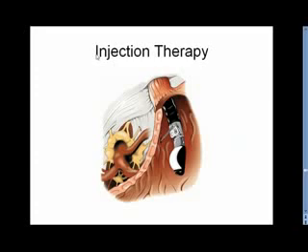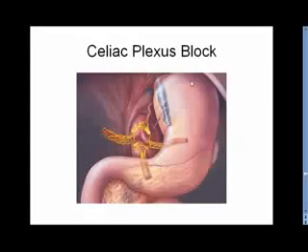Another indication for endoscopic ultrasound is injection therapy. The most frequently performed therapy is celiac plexus block, either with a local anesthetic, temporary or diagnostic, or with a neurolytic substance such as alcohol or maybe phenol.